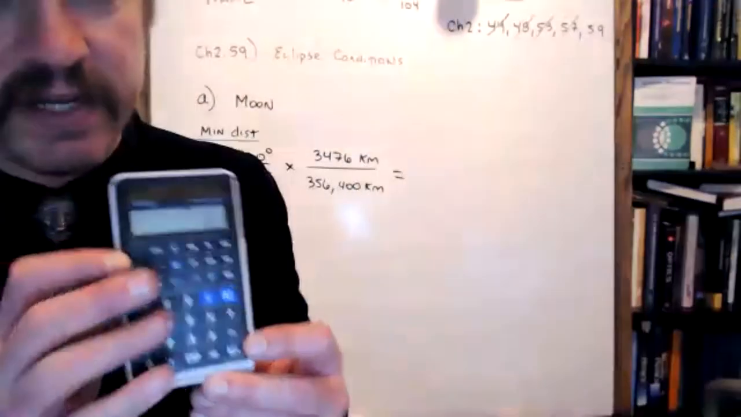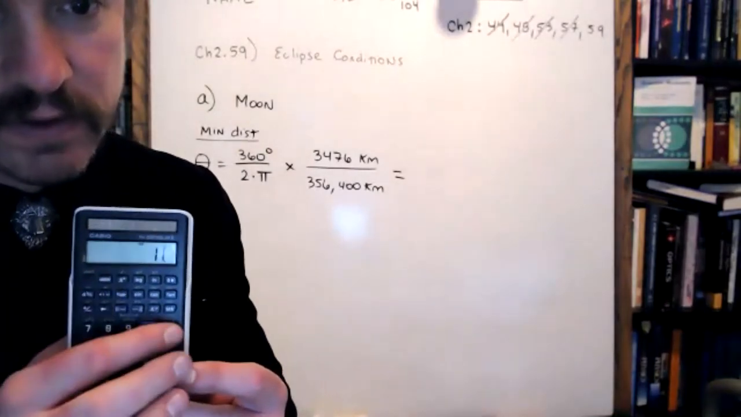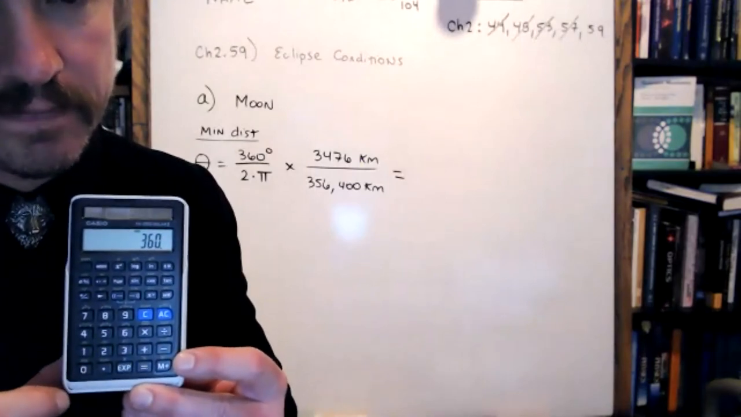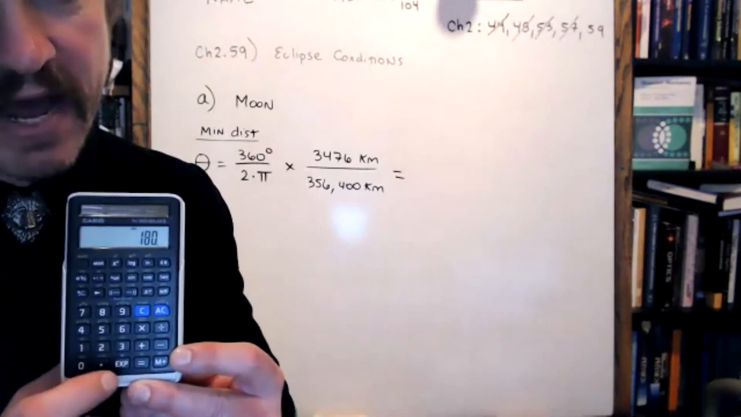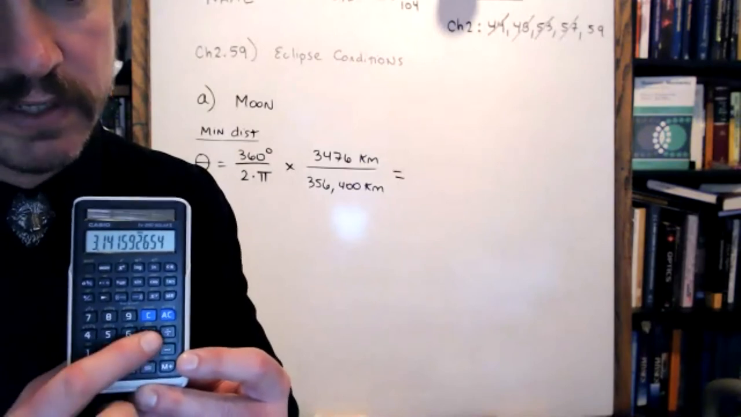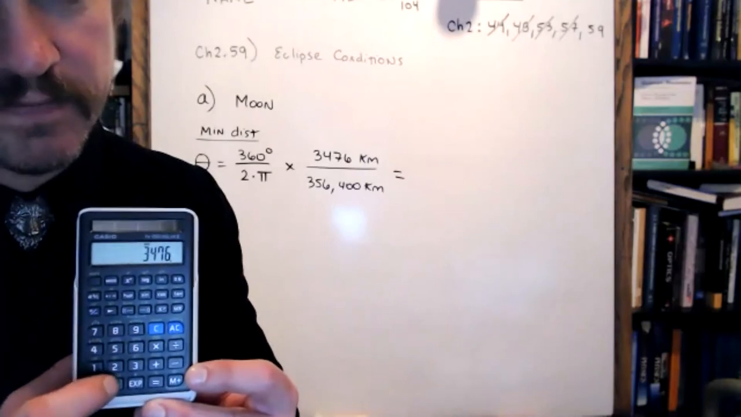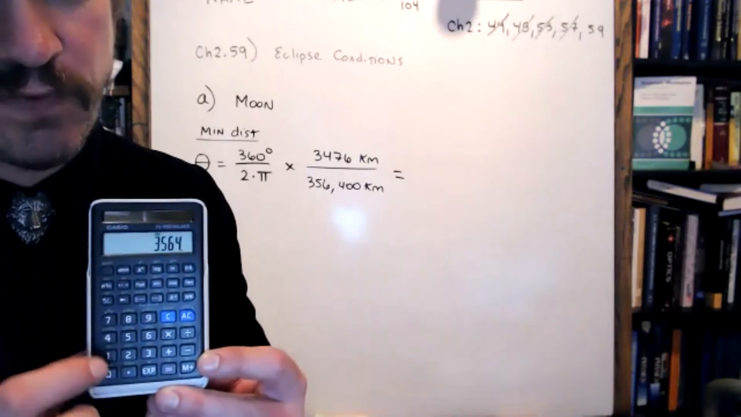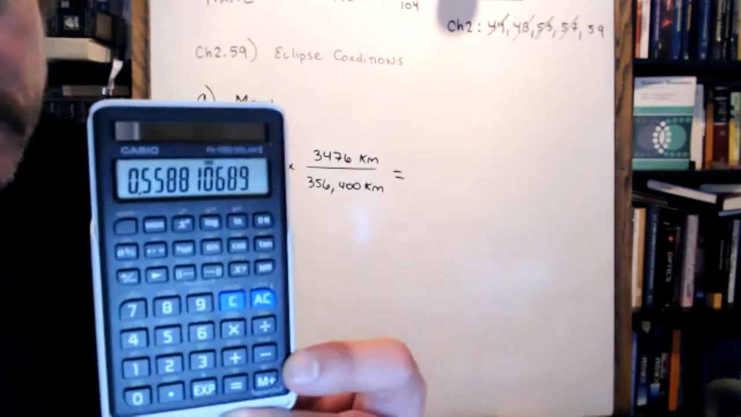Since this is your first time doing a tricky calculation, I'm going to show you, and I want you to follow along with me as I punch it in, okay? So we're going to do 360 divide by 2, divide by pi, times 3,476, divide by 356,400 and then equals. Show me that this is what you got on your calculator. I want to see that you guys got that right.